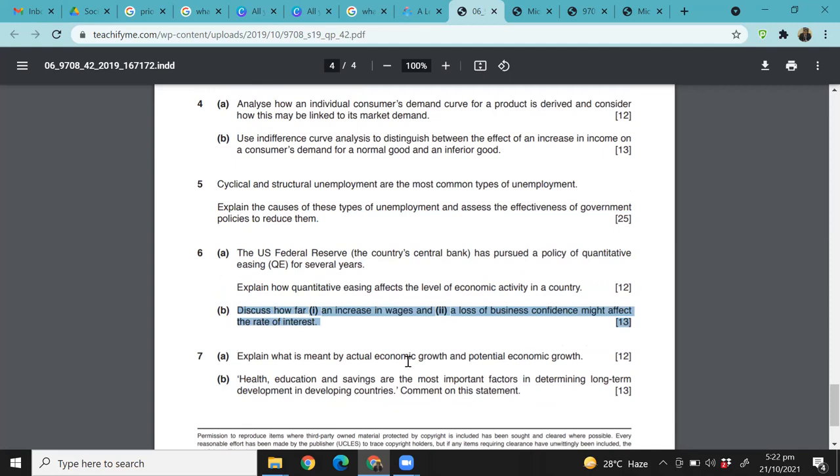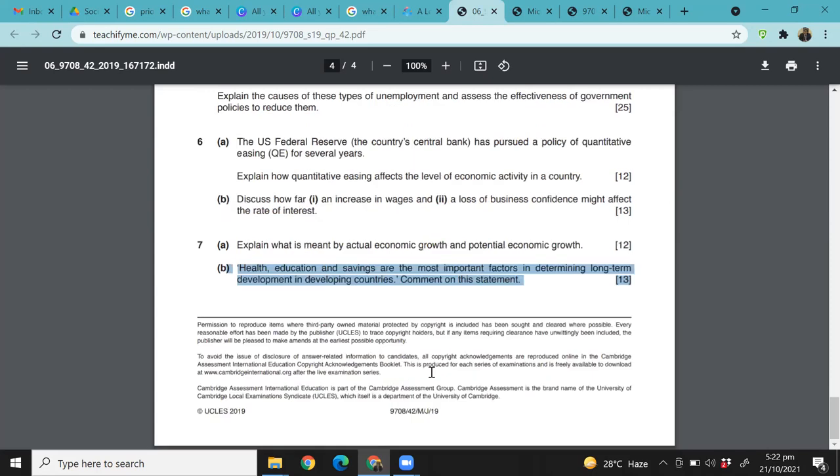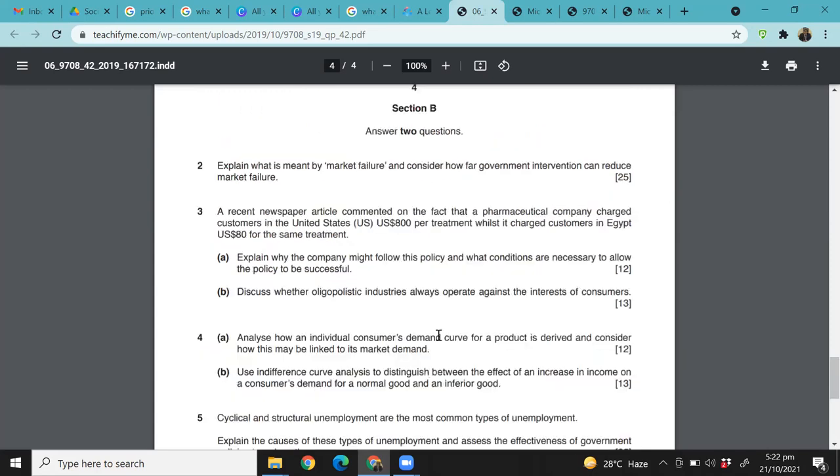Then 7A says, explain what is meant by actual economic growth and potential economic growth. And the B part says, health, education, and savings are the most important factors in determining long-term development in developing countries. Comment on this statement, right? So these are all the essay questions that I've just shown you.